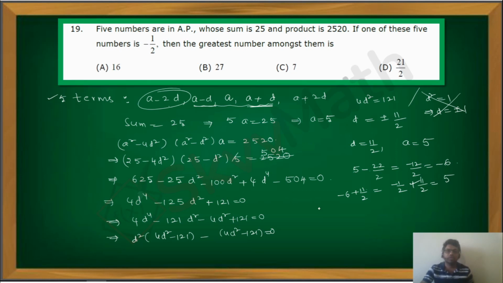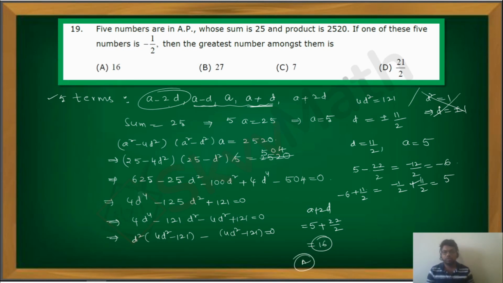So we actually want the greatest number. The greatest number will be the last one. A plus 2D will be the greatest term. A is 5, plus 2D, which is 2 into 11 by 2, which is 11. 11 plus 5 is 16. Alright, so that is the option A.